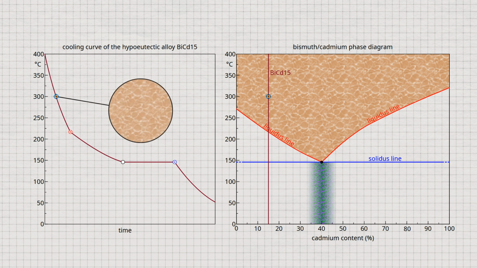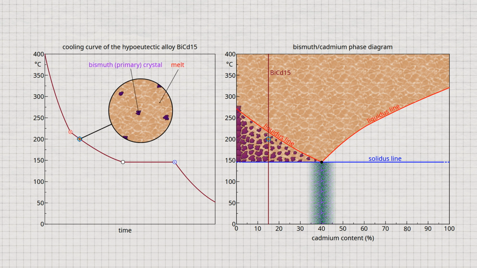Above the liquidus line, the alloy is initially completely liquid. When the liquidus line is reached, nuclei form in the melt and the solidification process begins. At first, however, only the base material bismuth crystallizes out of the melt. Crystallization of the alloying element cadmium is completely suppressed. The bismuth nuclei grow into larger grains as the alloy continues to cool, as more and more bismuth atoms from the melt attach themselves to the already solidified lattice structure.